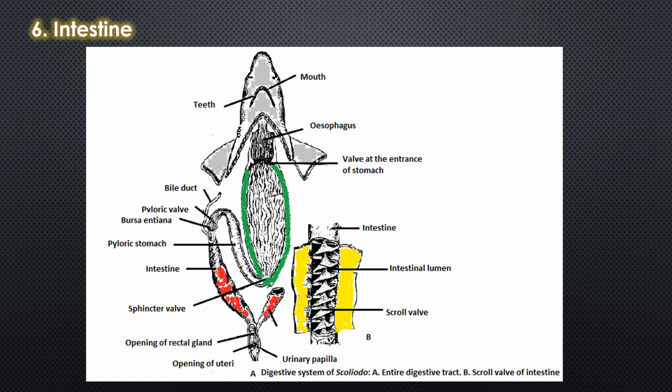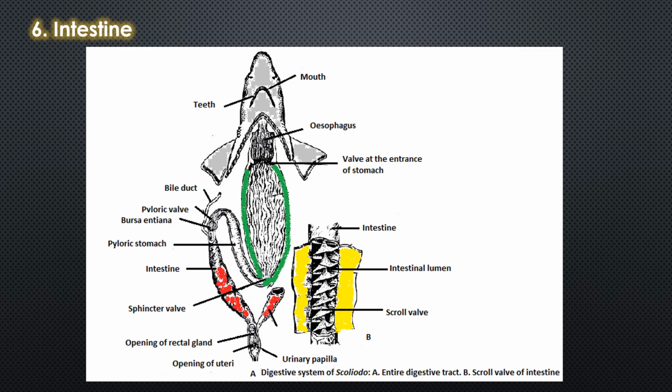The bursa entiana continues into the intestine. The intestine is a wide tube running straight backwards into the abdominal cavity, and its middle region is like the cardiac stomach in diameter. Its narrow anterior part receives the bile and pancreatic ducts.